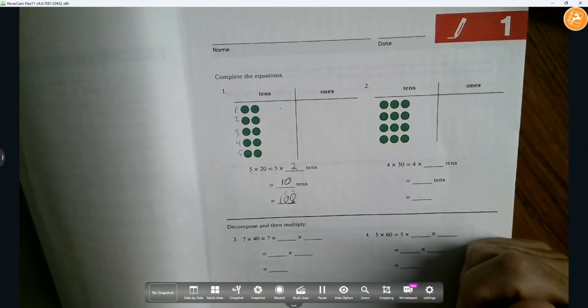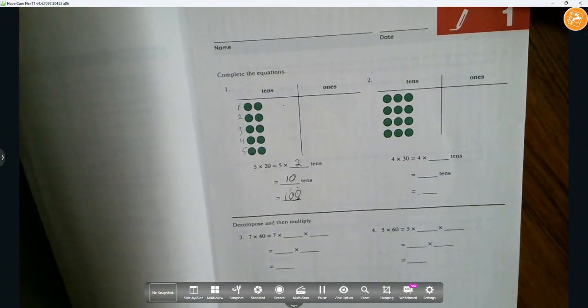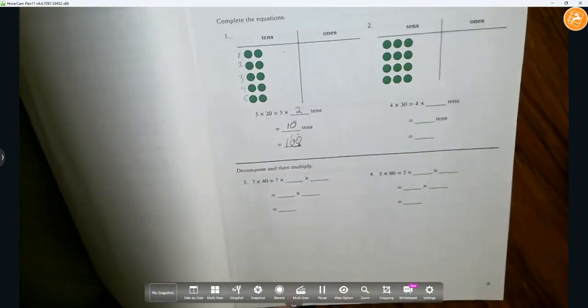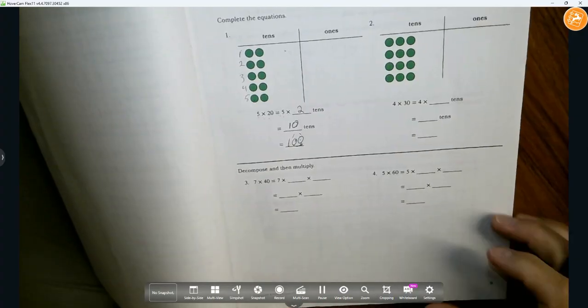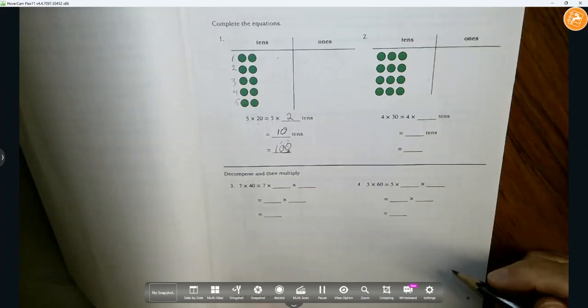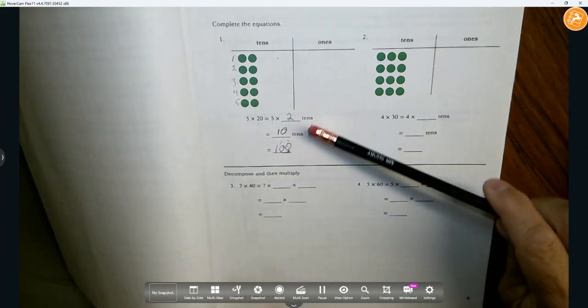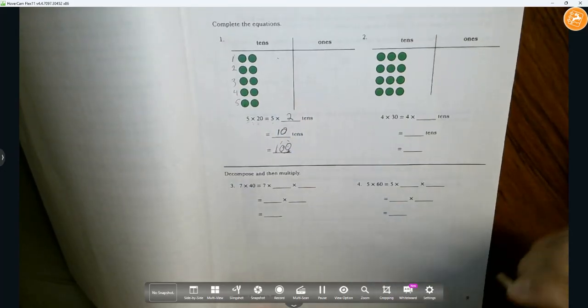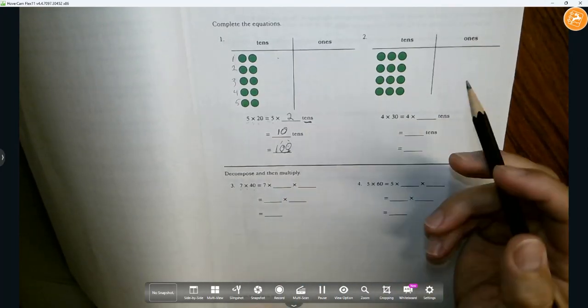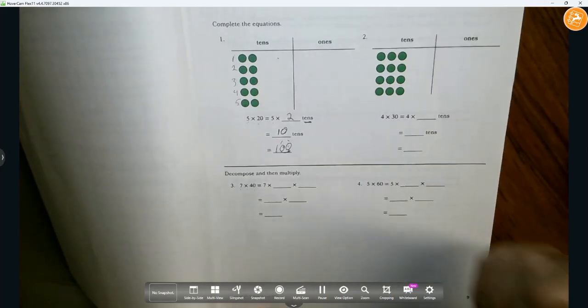All right, on the bottom, when we decompose this one, let me turn the light on. Will that help? It's a little better. Oh, sometimes these cameras are not the best for this. All right, on the bottom, we're going to decompose and then multiply. Decomposing is exactly what we just did up here, breaking this down. So we have 70 and 40. Except we're not going to use the words this time. When we decompose, we're just going to use the numbers.